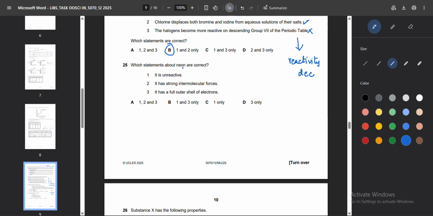Okay, which statements about neon are correct? It is unreactive. Yes, because it's a noble gas. It has strong intermolecular forces. No, it does not form a molecule, so there are no intermolecular forces between them. They exist as monatomic gases. It has a full outer shell of electrons, so this one is also correct. So that makes option B the correct option again.